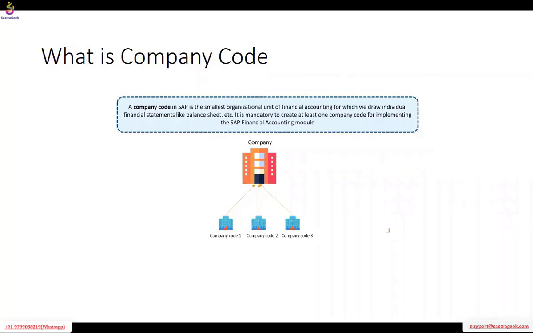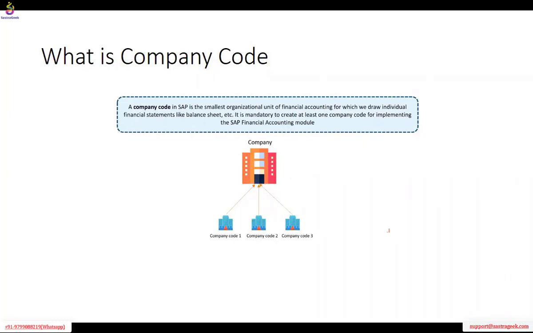Yeah, it's what it is saying. It's a separate unit of functionals, right? Means it's a separate legal entity body which maintains its own financial statements in the balance sheet account. And now what it is saying, it's mandatory to create at least one company code for implementing. Without having a legal body, without having an organization, how can you do the accounting for that?